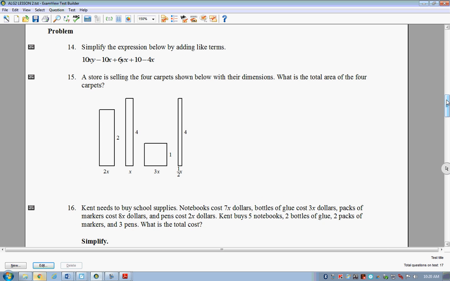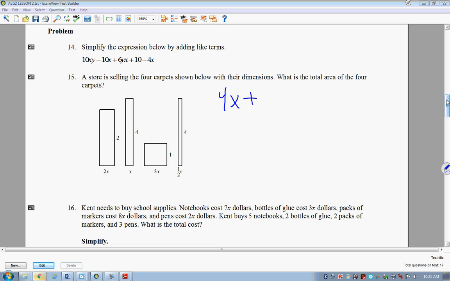15. Okay, store is selling the 4 carpets below with their dimensions. What is the total area of the 4 carpets? So in order to find the total area of the 4 carpets, I have to first find the area of each individual carpet, correct? These are all what shape? Rectangles. How do I find the area of a rectangle? Length times width. So what's 2x times 2? 4x. So the first one is 4x.